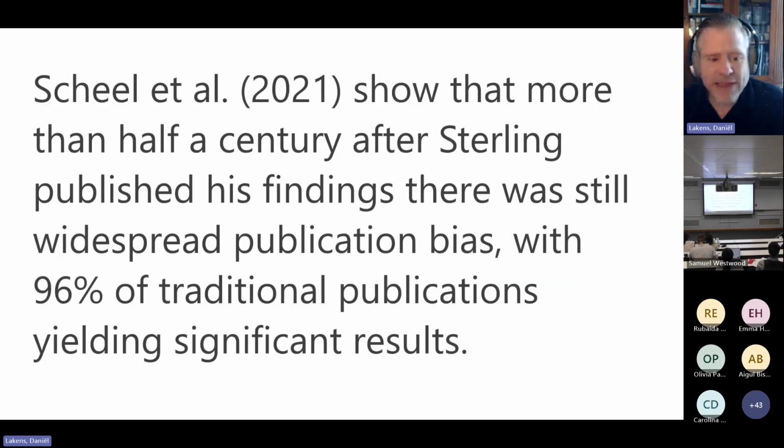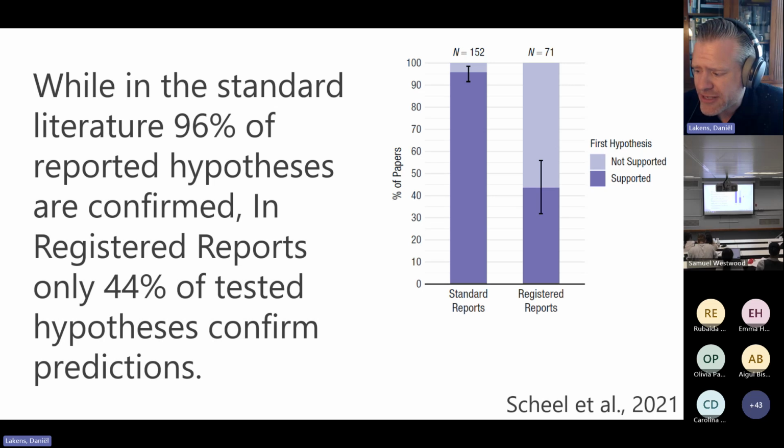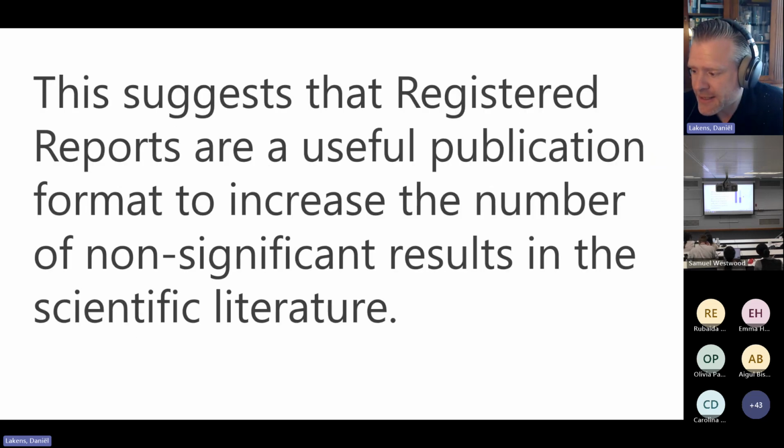It also has some positive effects. So remember this Sterling finding of publication bias, that 97% of findings are significant. We showed a couple of years ago that for registered reports, which is the bar on the right, only 44% of findings are statistically significant. So they are a way to get null results in the published literature, which is also nice, something we need. All right, so that's a useful publication format. Registered reports can help to make the scientific literature a little bit more realistic, because all these papers with only significant results are just not realistic. That's just not what happens in real science.